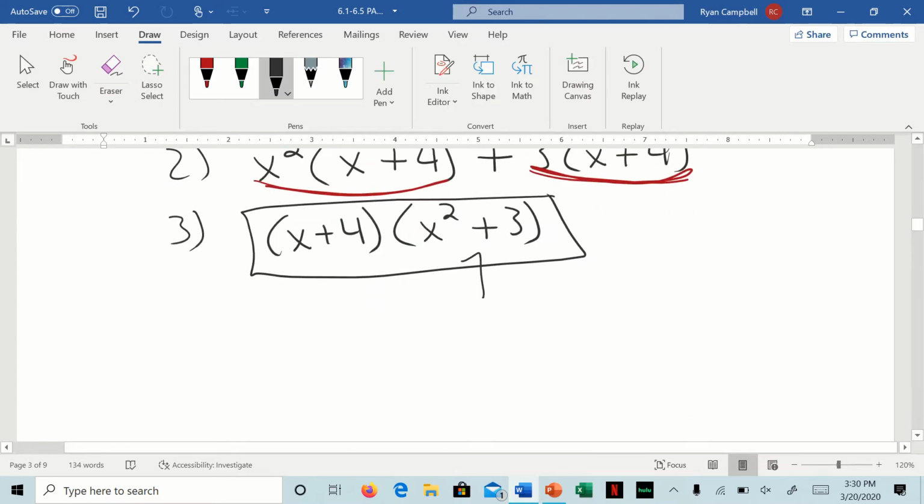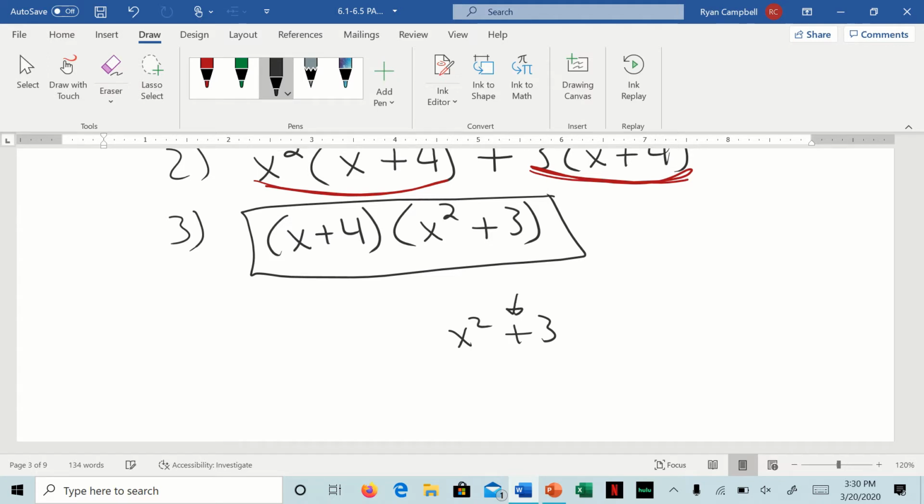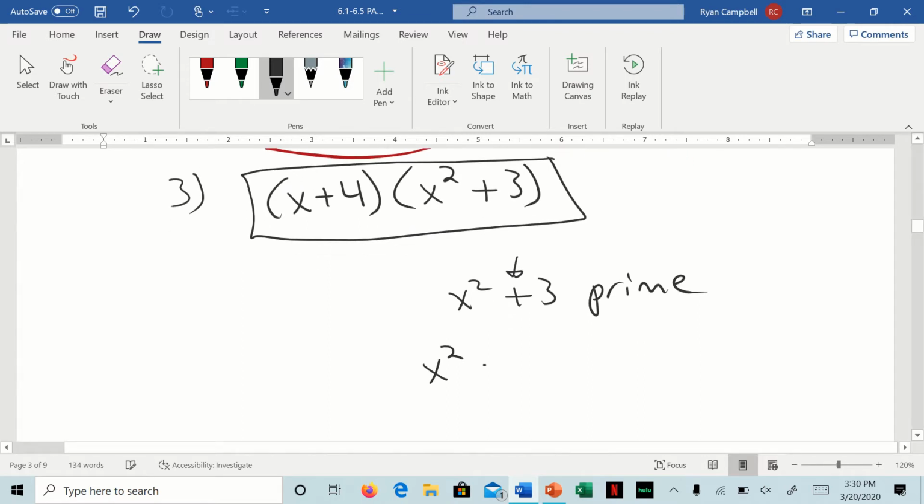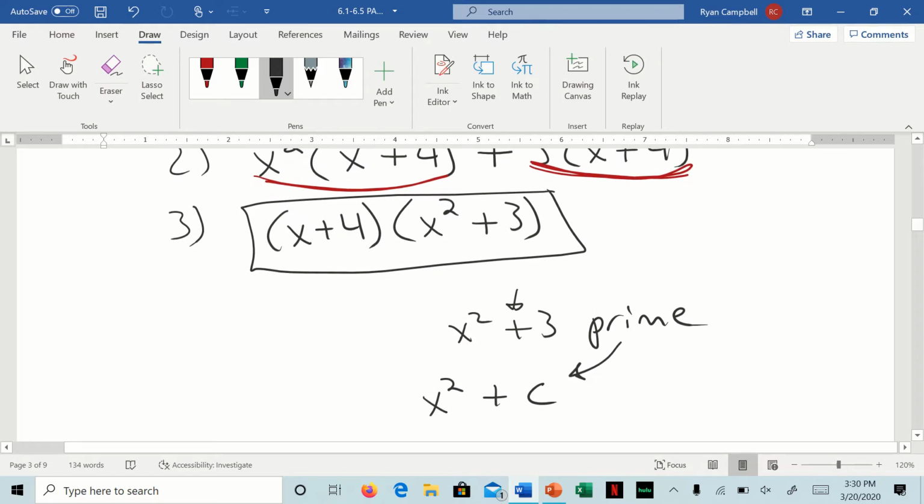Except we need to check this one: x squared plus 3. I'm just going to let you know, anytime you have a square plus a number, this is prime. It's always prime. If it's ever x squared plus some number, that's automatically prime. There's a freebie for you. So that is completely factored and we're done.